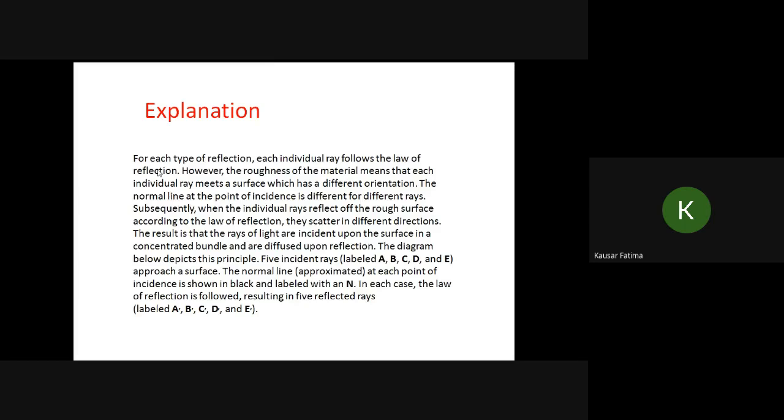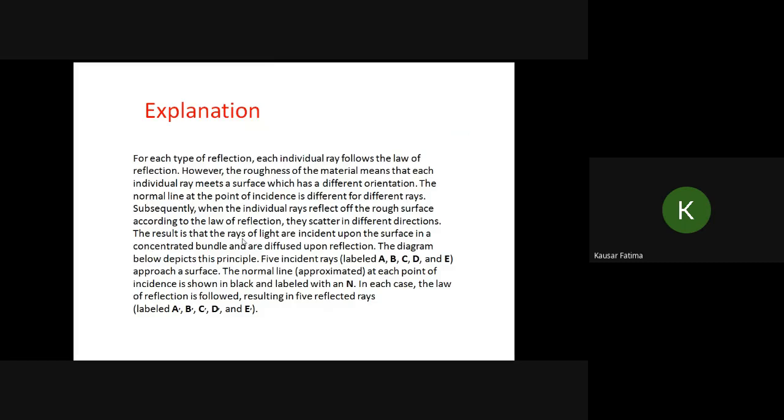There is an explanation. For each type of reflection, each individual ray follows the laws of reflection. However, the roughness of the material means that each individual ray meets a surface which has a different orientation. The normal line at the point of incidence is different for different rays. Subsequently, when the individual rays reflect off the rough surface, according to the law of reflection, that is, angle of incidence is equal to angle of reflection, they scatter in different directions.